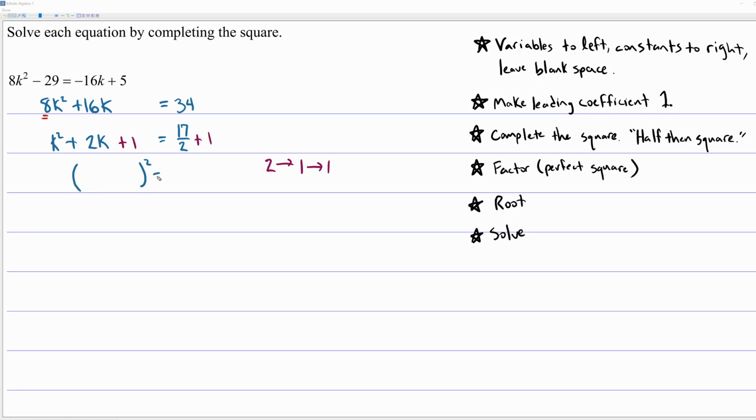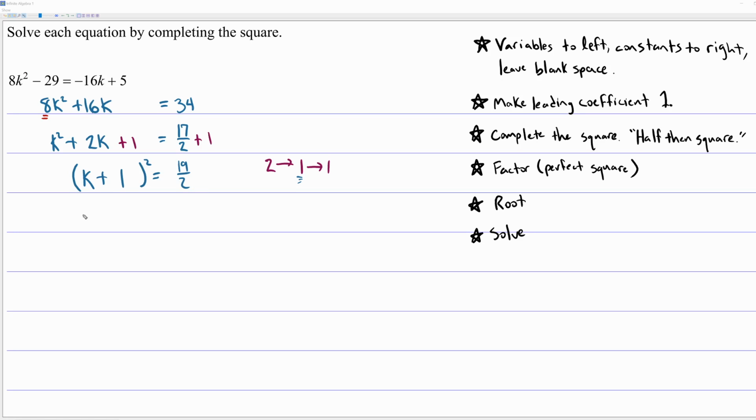Assuming you've done the arithmetic correctly, the left-hand side will always factor into a perfect square. In this case, k times k is k squared. We know we need positive k, so this is a plus sign. And again, this half number, that's what's going to go here. 1 times 1 is 1. On the right-hand side, if you need some scratch paper to add the fractions together, please use it. But 17 over 2 plus 2 over 2 is 19 over 2.